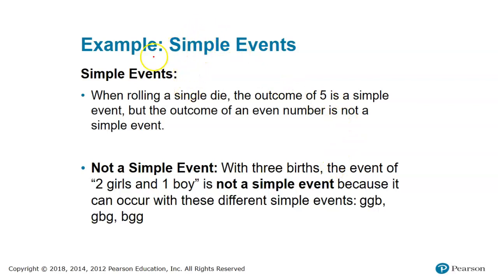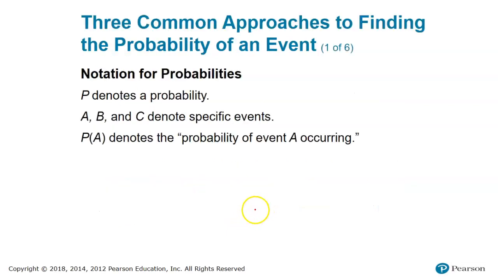Okay, so an example of a simple event, when we roll a die, the outcome of a 5 would be considered a simple event, but getting an even number would not be a simple event because this could be broken down further. There's different ways we could get an even number, and therefore that would not be a simple event. But getting a 5 can't be broken down any further, so that would be a simple event. And we just talked about the fact that 2 girls and 1 boy would not be considered a simple event because it can be broken down into further simple events.